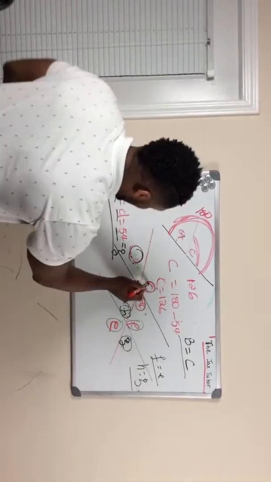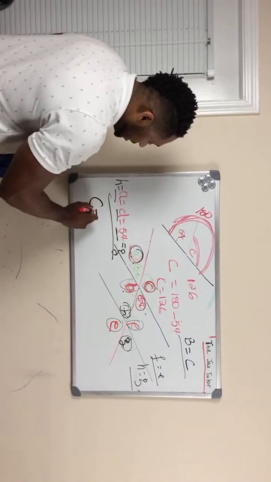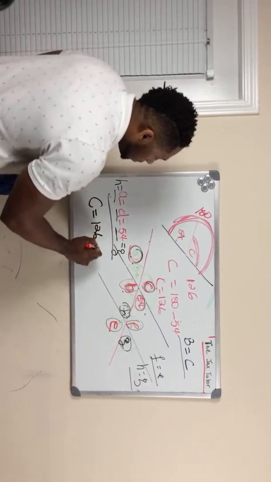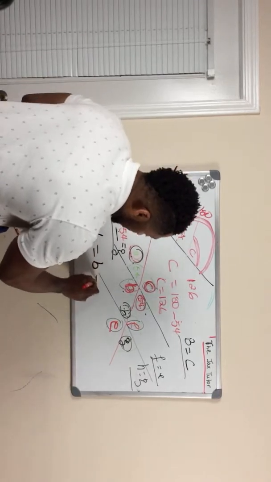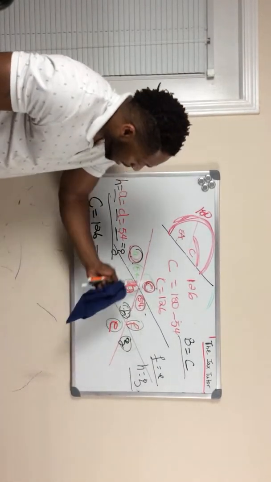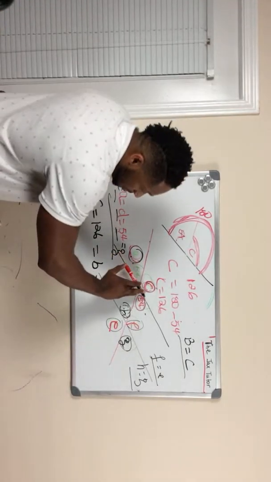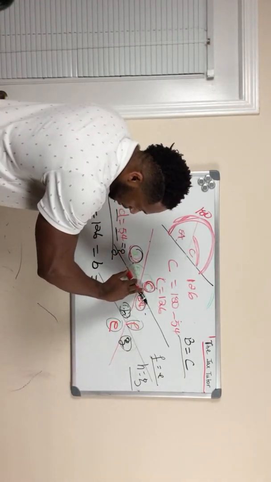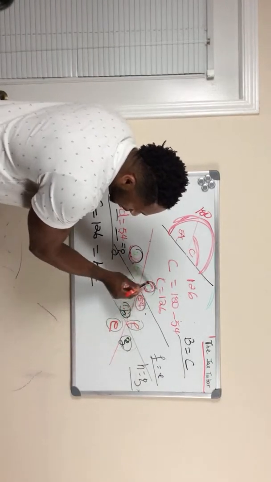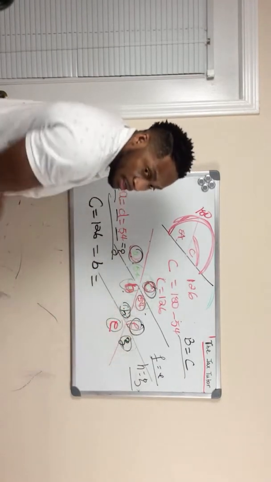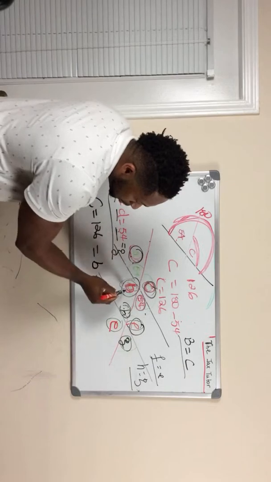So C is 126. B is 126. Now, let's go back to this. Remember what I said about corresponding angles. If we slide this line right here down, C is going to correspond to F. B is going to correspond to E.